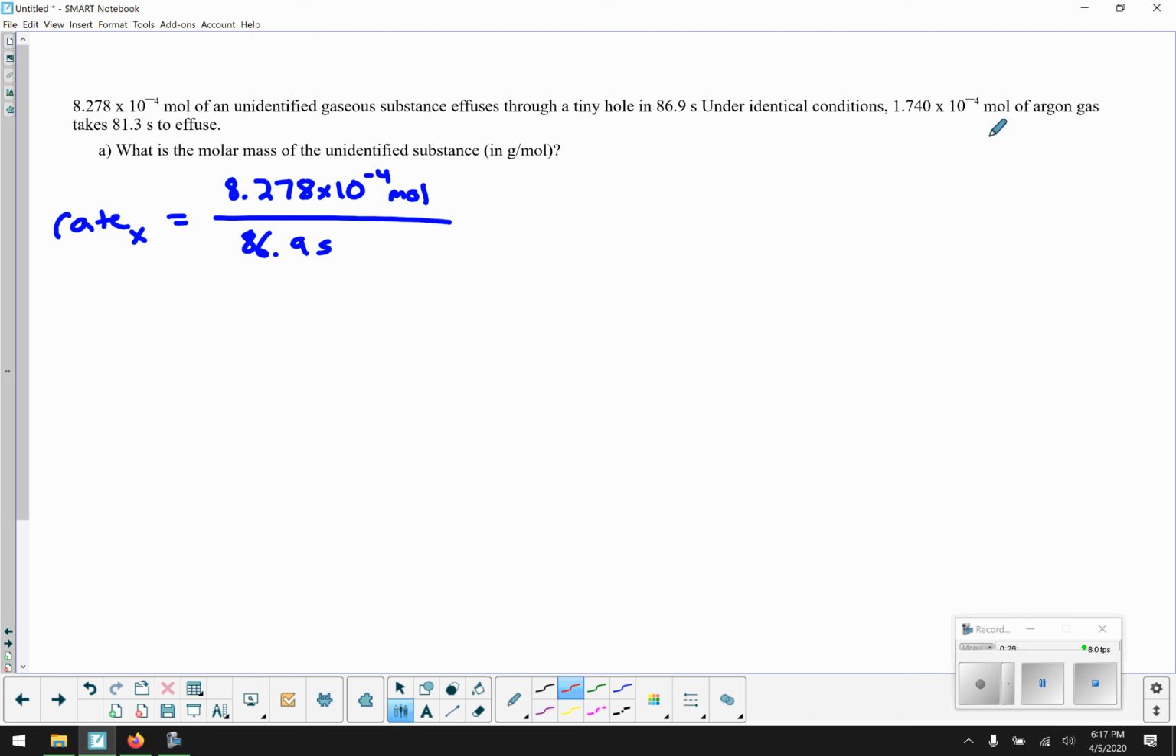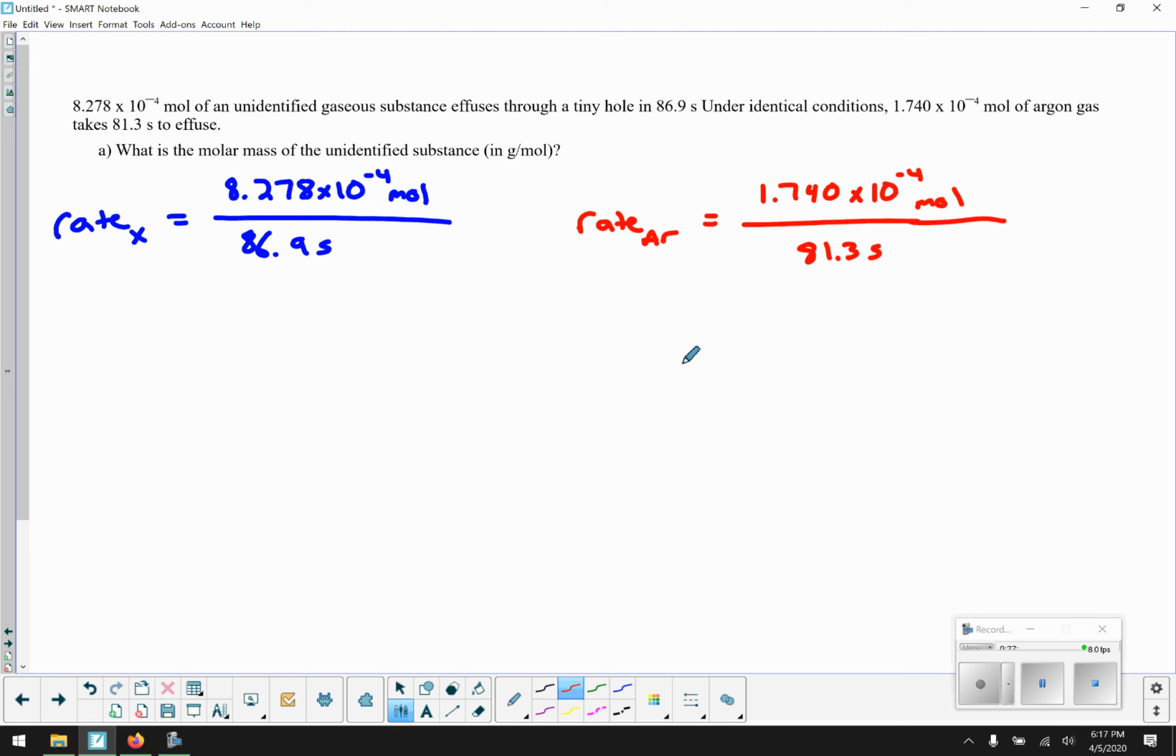So under identical conditions, 1.740 times 10 to the negative fourth moles of argon gas take 81.3 seconds to effuse. So the rate of argon under the same conditions is 1.740 times 10 to the negative fourth moles per 81.3 seconds. So we've got two rates, and we can look up the molar mass for argon.